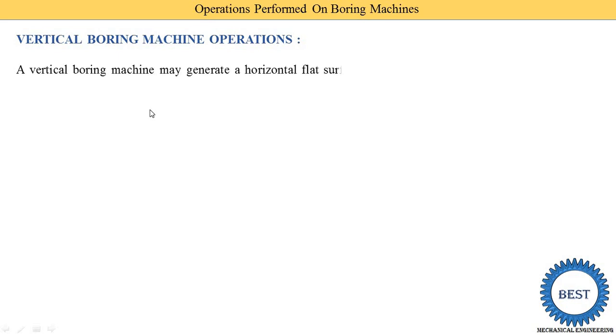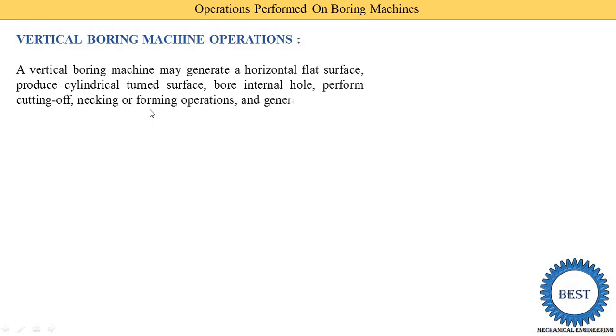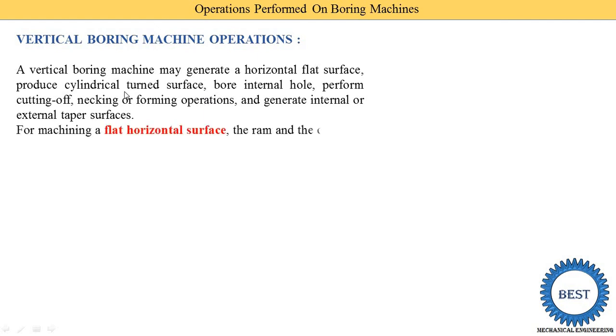A vertical boring machine may generate a horizontal flat surface. It is able to produce cylindrical turned surfaces, bore internal holes, perform cutting off, which is a type of parting operation, nicking or forming operations, and generate internal and external taper surfaces. We know that in a vertical boring machine, the workpiece rotates and the tool remains stationary. According to that, the various surfaces are produced.